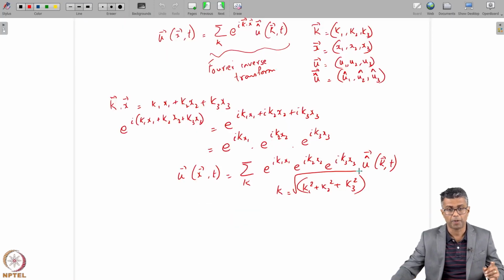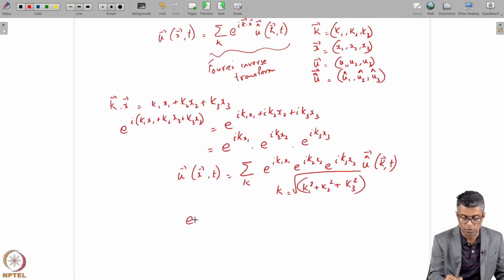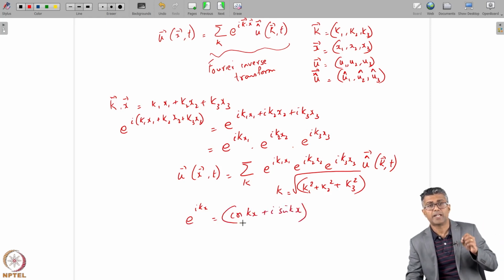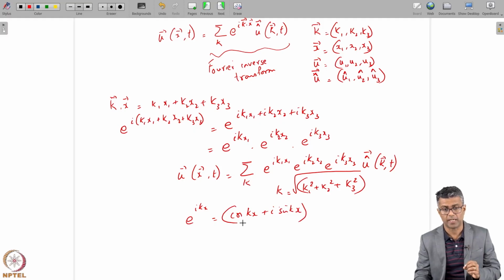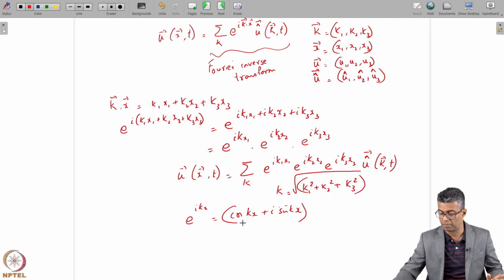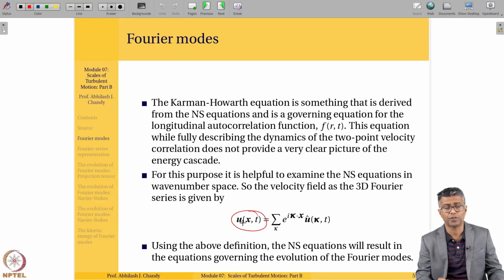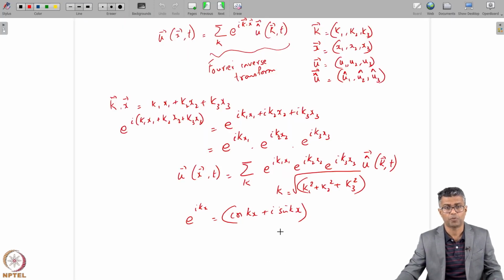Now, also keep in mind what e to the i kx is. In general, e to the i kx is cosine kx plus i sine kx. So that's what a Fourier series is, isn't it? It is a combination of cosine and sine series. So e to the i kx by definition is cosine kx plus i sine kx. So keep that in mind. But what we are trying to do is, with this definition of the velocity vector represented as a Fourier series, we will convert the Navier-Stokes equations into Fourier modes. That is what we are going to do.